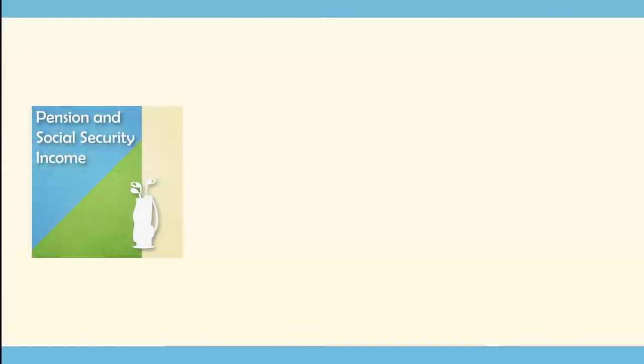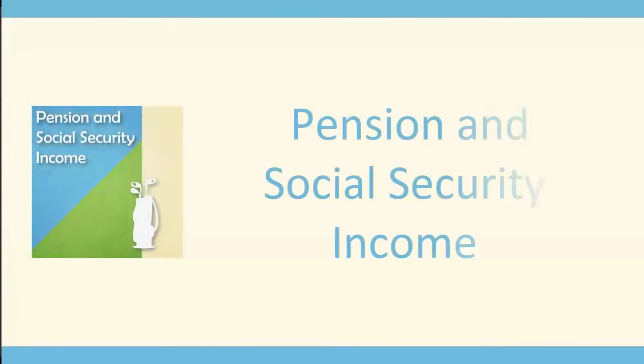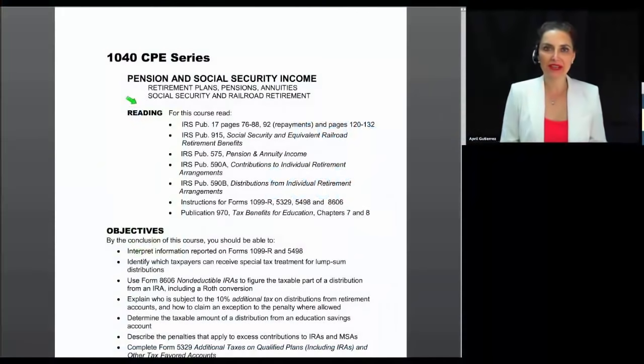Good morning, everyone, and welcome to today's class called Pension and Social Security Income. We're going to be looking at two different types of income today, falling into two main categories, one being retirement plans, pensions, and annuities, and the other being Social Security and railroad retirement.